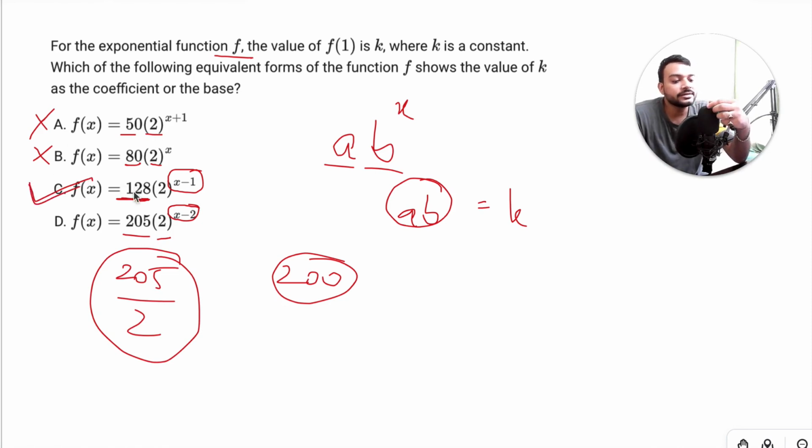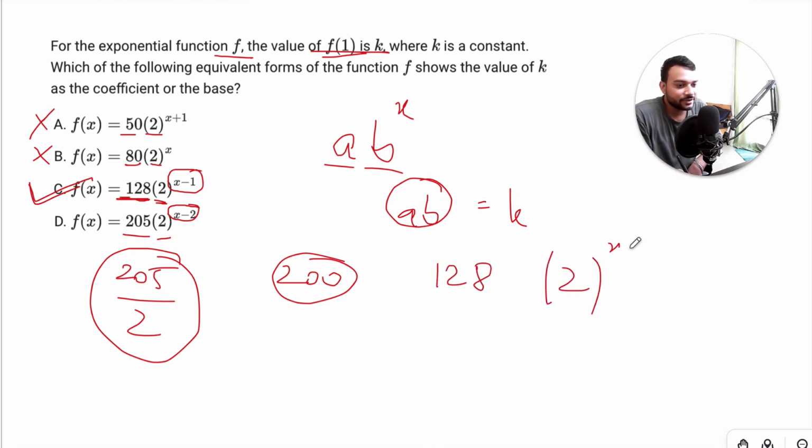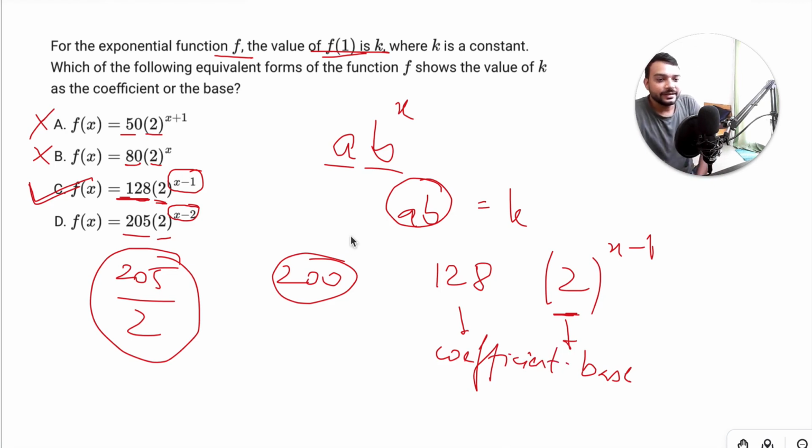Okay, and the question's language might look a little difficult to understand, like the last line, which of the following equivalent forms of the function f shows the value of k as the coefficient or the base. So value of k was nothing but an indicator of putting x as 1, which is mentioned here. Putting the variable's value as 1 and checking if the answer is equal to either the coefficient or the base. In 128 times 2 raised to x minus 1, this is the base, this is the coefficient. Okay, let's go on to the next question.